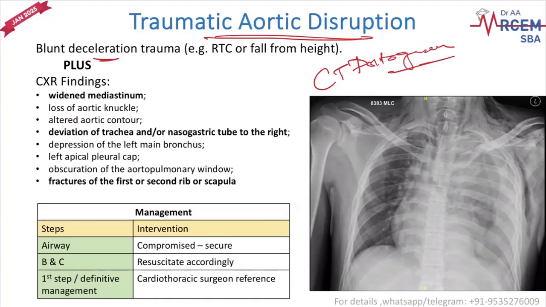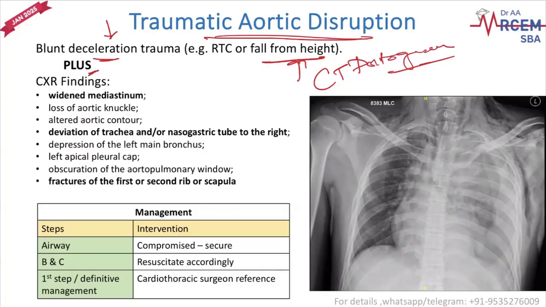If there is a blunt deceleration trauma, what do I mean by deceleration trauma? For example, you are driving a car and you have the seat belt on. Suddenly you brake or suddenly you bang into a wall. You will go forward, and suddenly the seat belt will hold you and pull you backwards. That holding and pulling you backwards is the deceleration trauma. A fall from a height will also have a similar mechanism and result in deceleration trauma. Whenever there is a deceleration trauma, you can suspect there might be an aortic disruption.